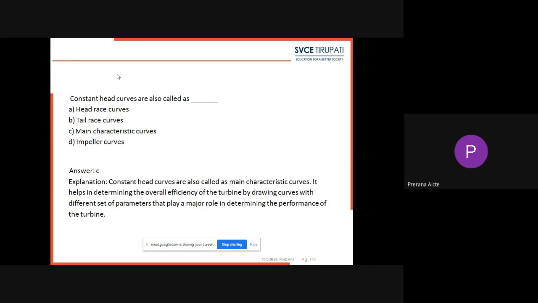Next question. The constant head curves are also called the main characteristic curves. It helps in determining the overall efficiency of the turbine by drawing the curves with a different set of parameters that play a major role in determining the performance of the turbine.